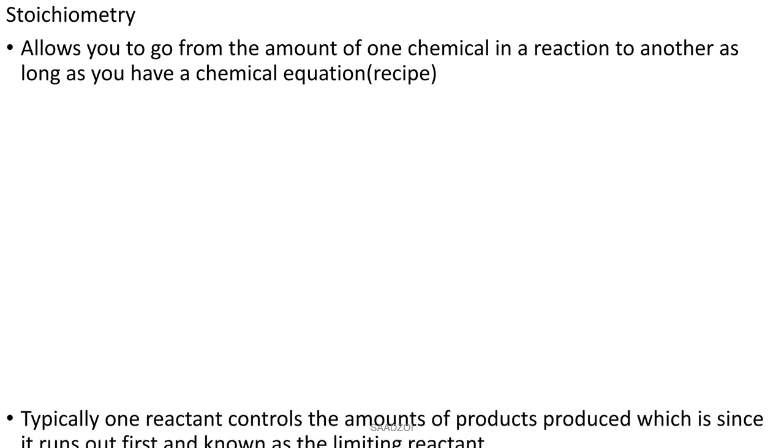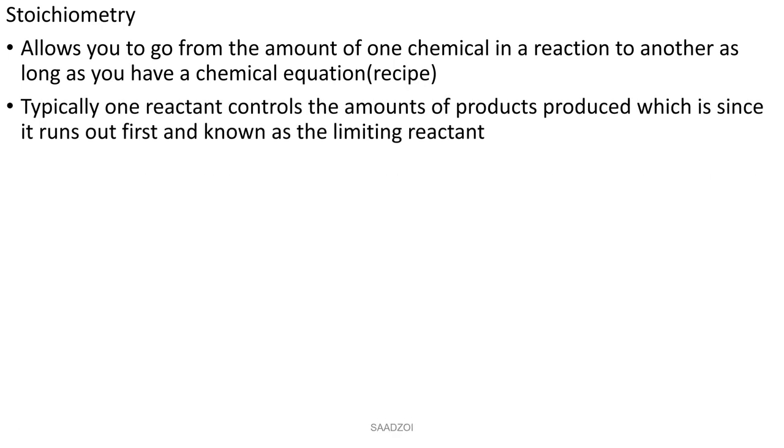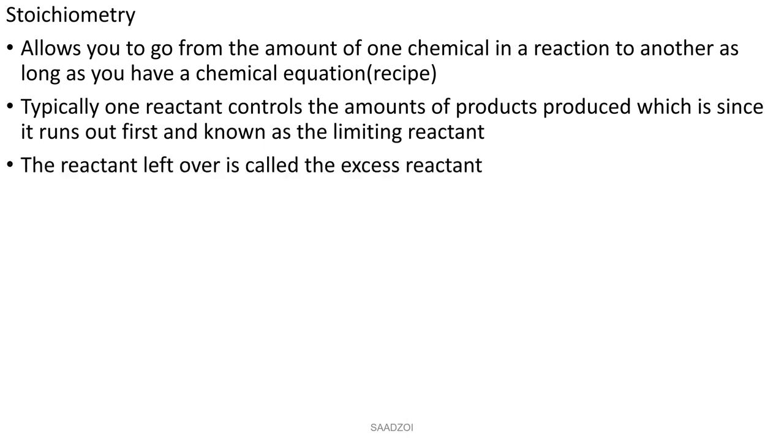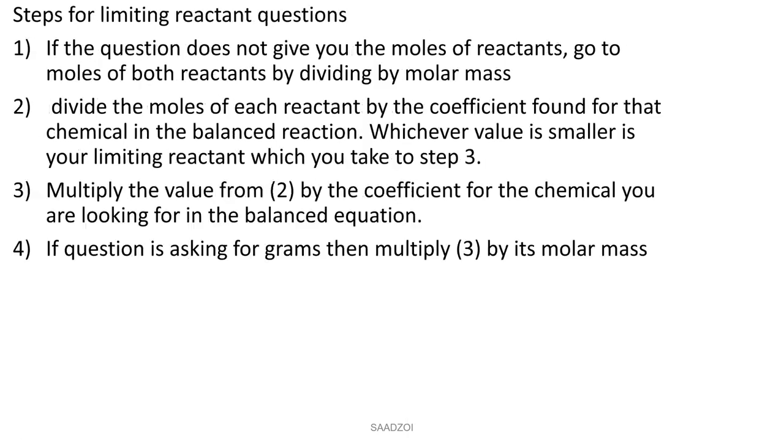But for our purpose, let's get into the actual chemistry. It's typically one reactant that controls the amount of products produced, which is called the limiting reactant. So in any chemical reaction, you're always going to run out of one chemical before every other one. That's called our limiting reactant. The one that's left over is going to be called the excess reactant. Those are 2 quantities. So here are the steps for doing stoichiometry.